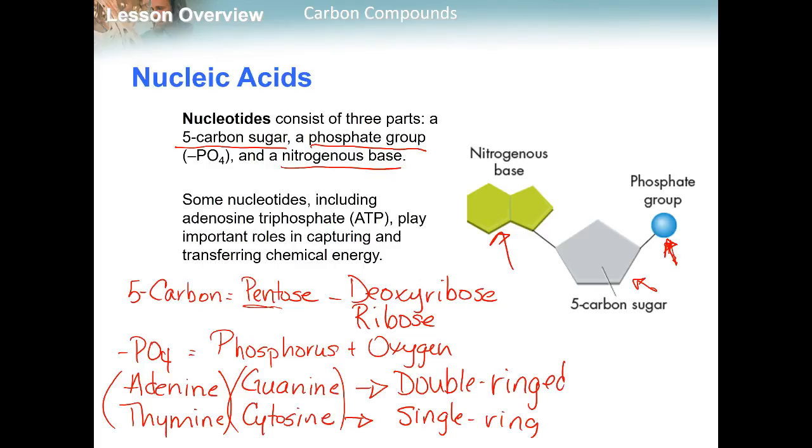One of the things that it's important to notice is nucleotides contain adenosine triphosphate, or ATP. And ATP, adenosine, would be adenine. The syn part would be the ribose. And the triphosphate would mean that they have 3 of those phosphate groups. And that's important in chemical energy. And we're going to talk about that later on.